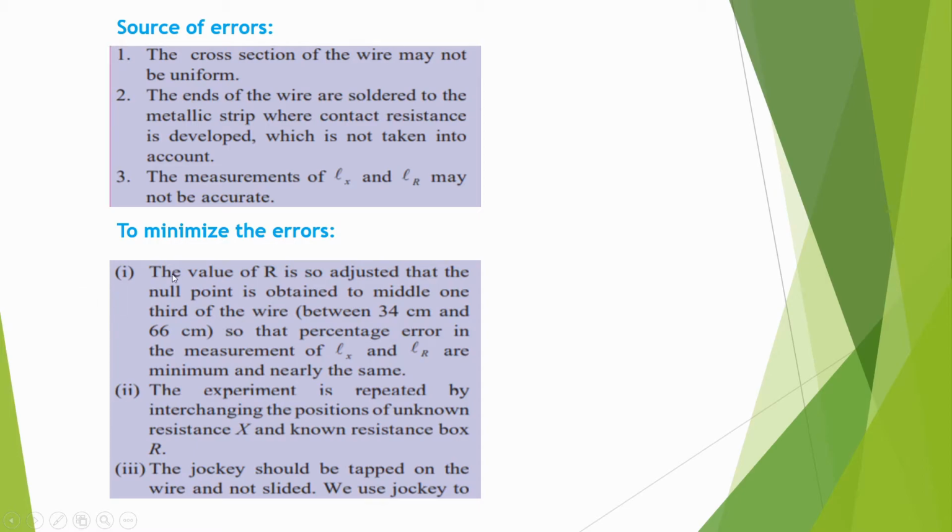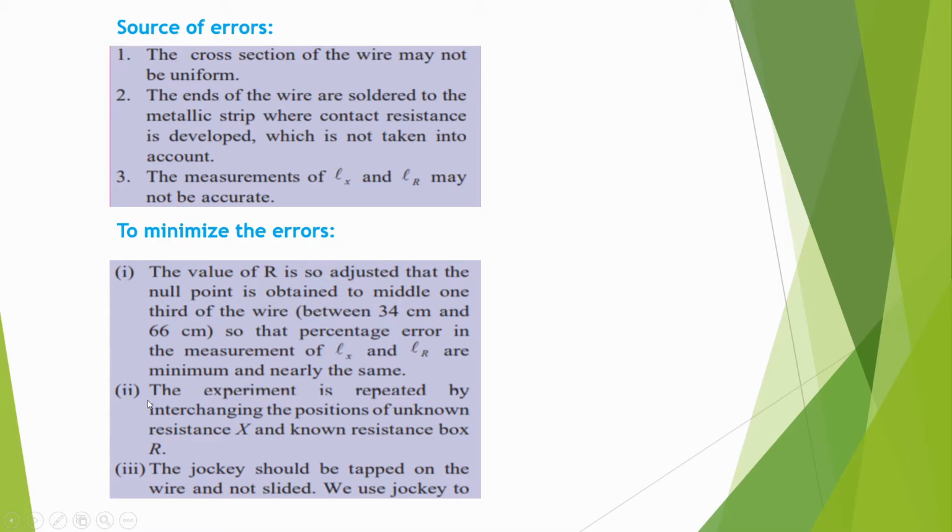The first is that the value of R, means we can take out the resistance from the resistance box. In that case the value of R is so adjusted that the null point is obtained in the middle 1/3 of the wire, that is between 34 centimeter and 66 centimeter, so that the percentage error in the measurement of LX and LR are minimum and nearly the same. So we can adjust the value of R until the null point is obtained near the middle of the wire. That is one way we can minimize error.